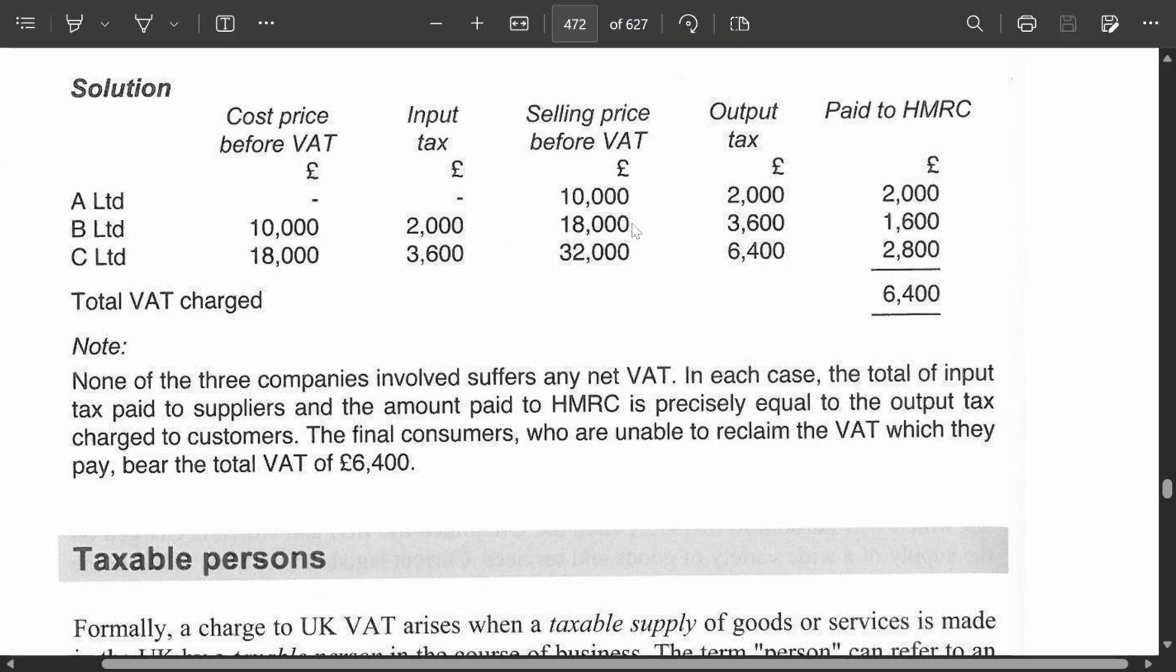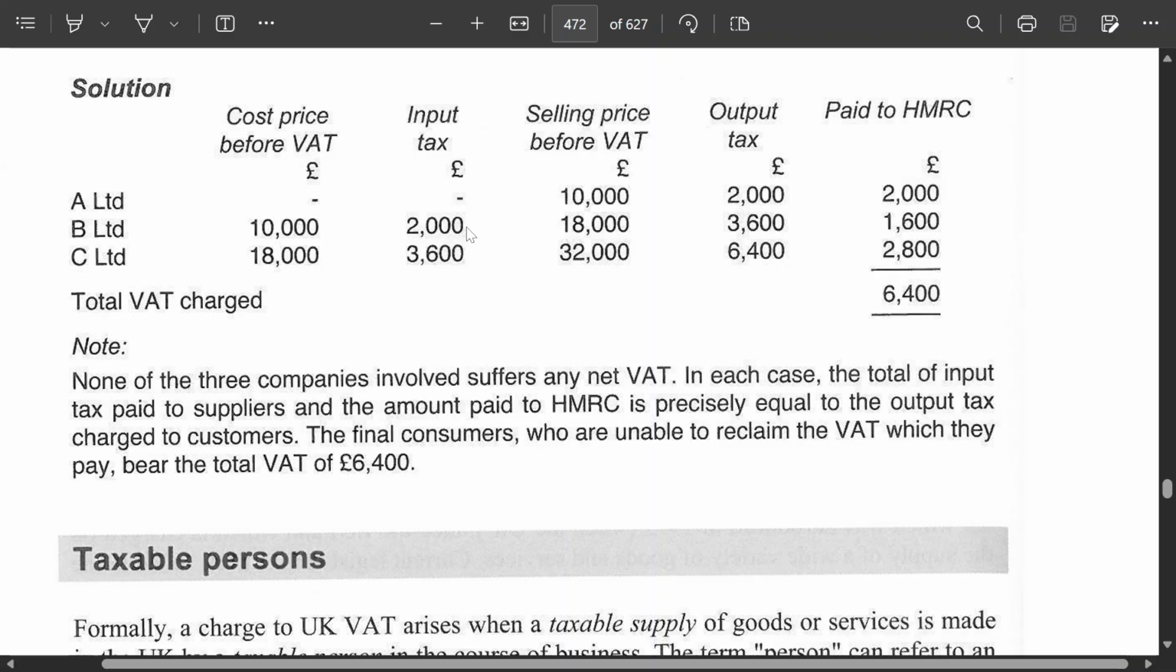Then he sells to C for 18,000 plus VAT. So the 20% VAT on 18,000 is 3,600, right? So he charges 18,000 plus VAT. So he collects this plus this from C. But notice that although he collects 3.6 from C, he's not paying 3.6 to HMRC. He's paying 1.6. What is 1.6? It's 3.6 minus the 2,000 that he has paid earlier to A. He needs to recover it. This is called input tax credit.